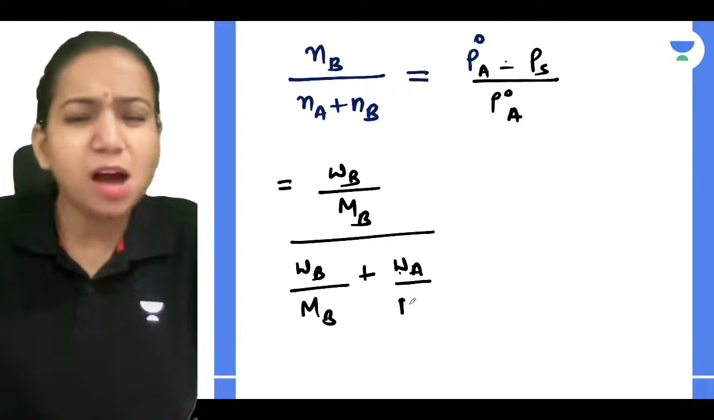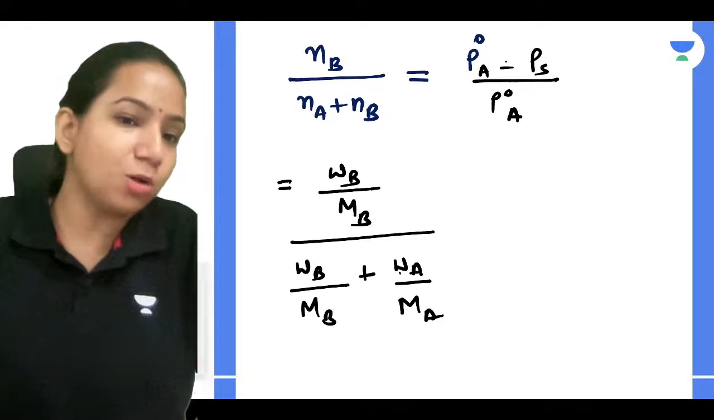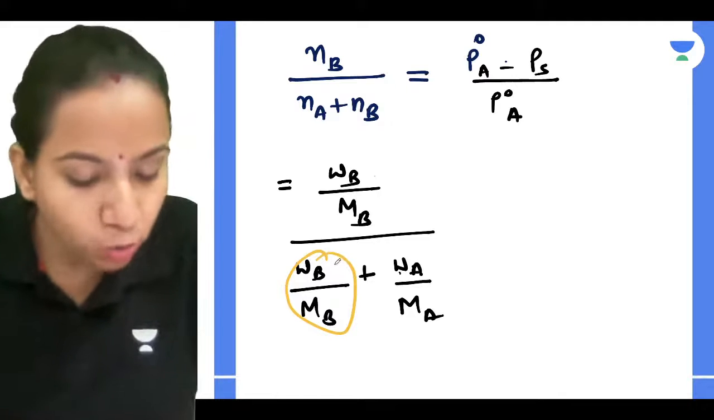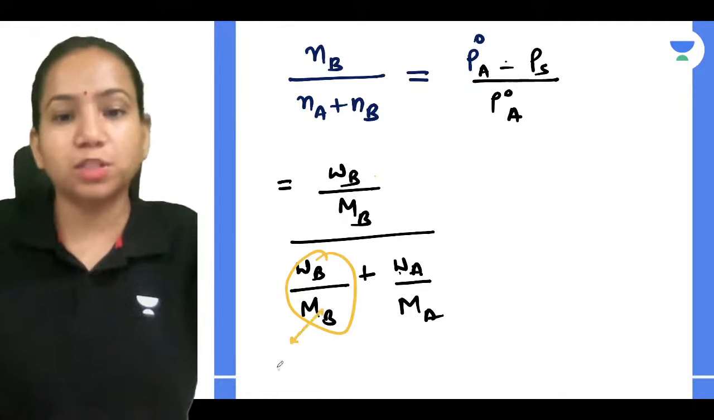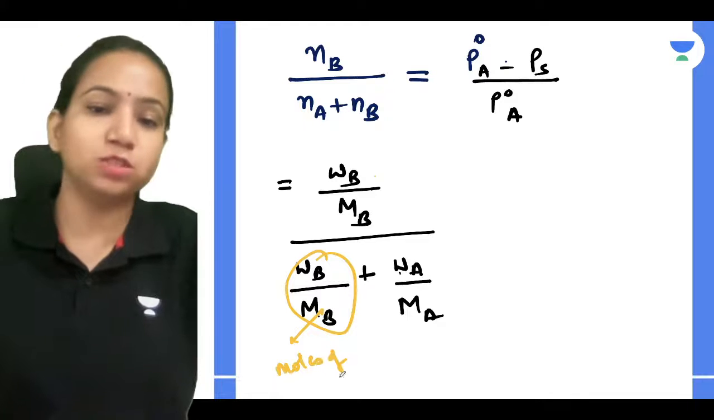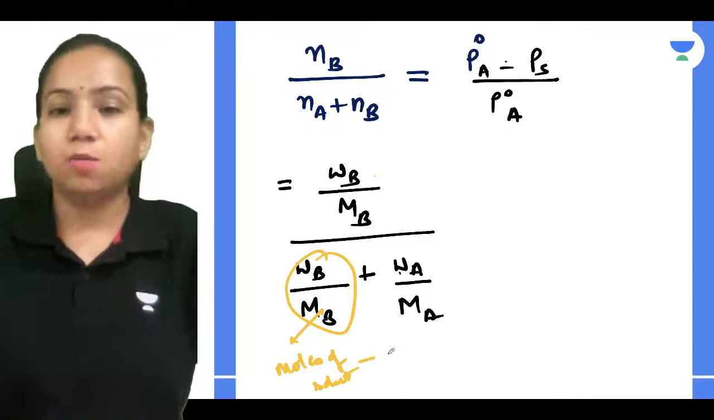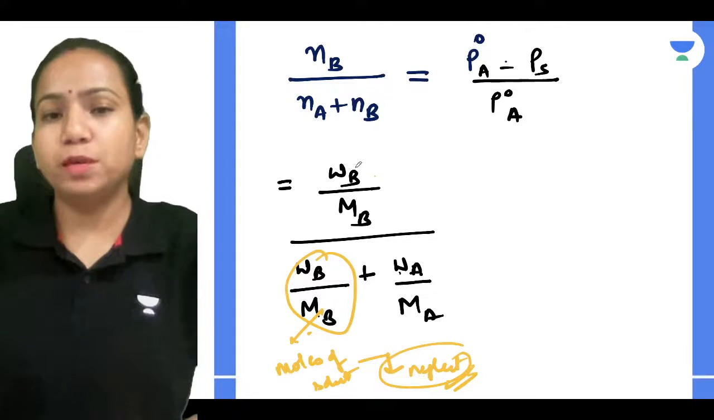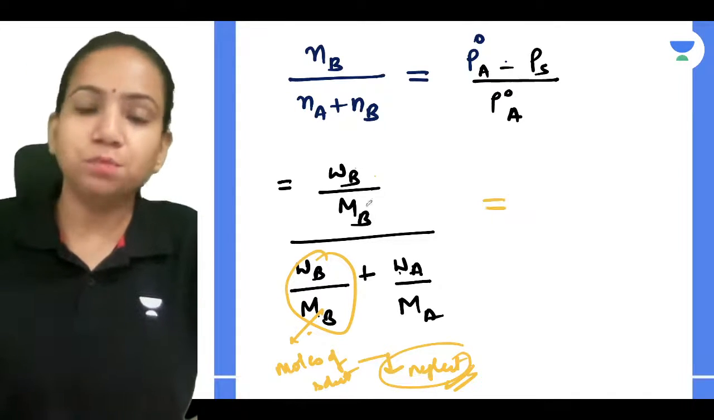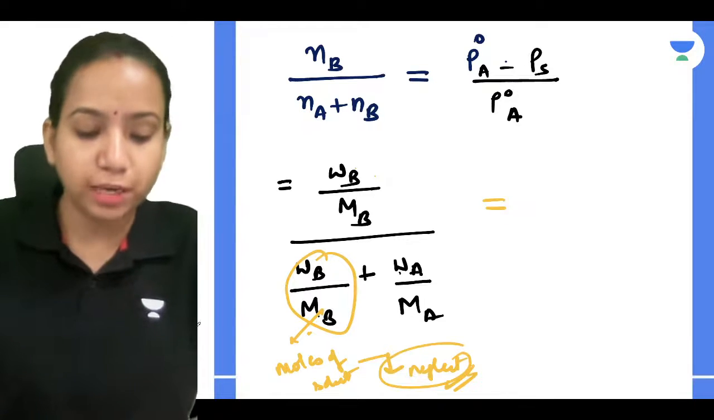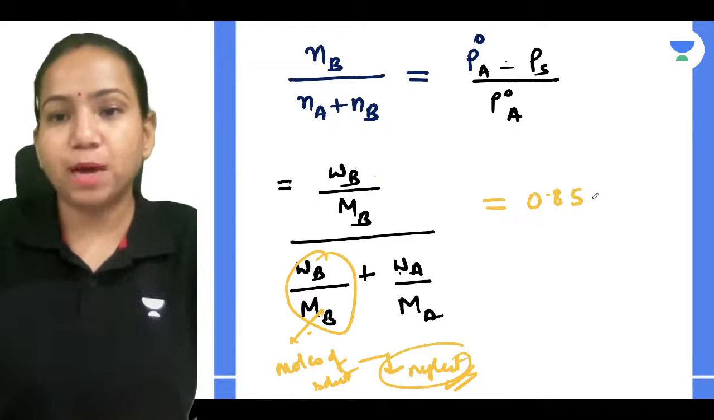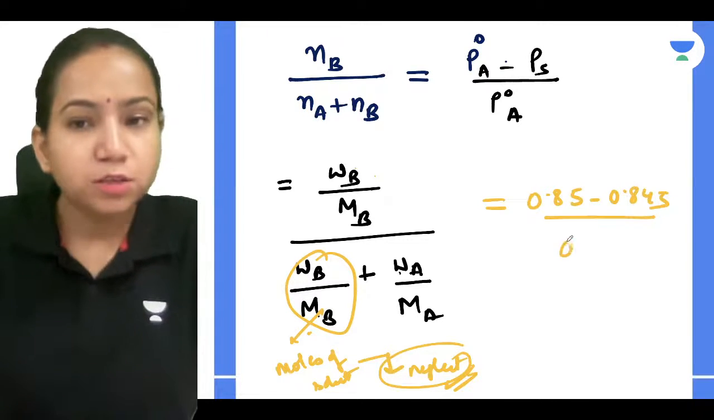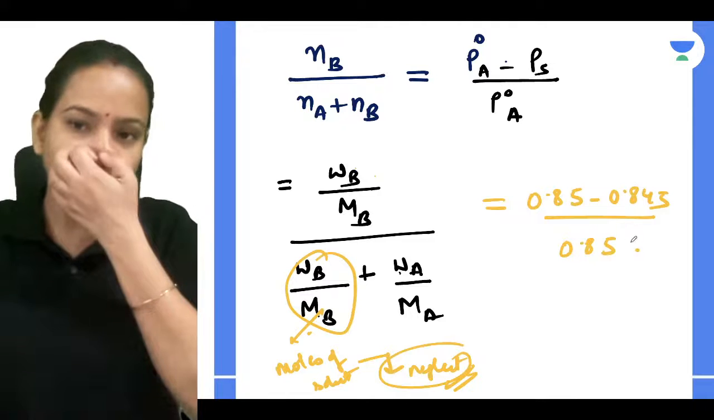Now here you must be thinking it's going to be really difficult because you don't have this thing here, and you don't have this thing here also. So remember, guys, you can neglect the moles of solute in comparison to solvent, because solute is always taken in very less quantity. So if you neglect it, you'll be left with this, and you can put the value of P naught A, everything is given to you. P naught A is what? 0.85 minus 0.845 divided by 0.85 only.